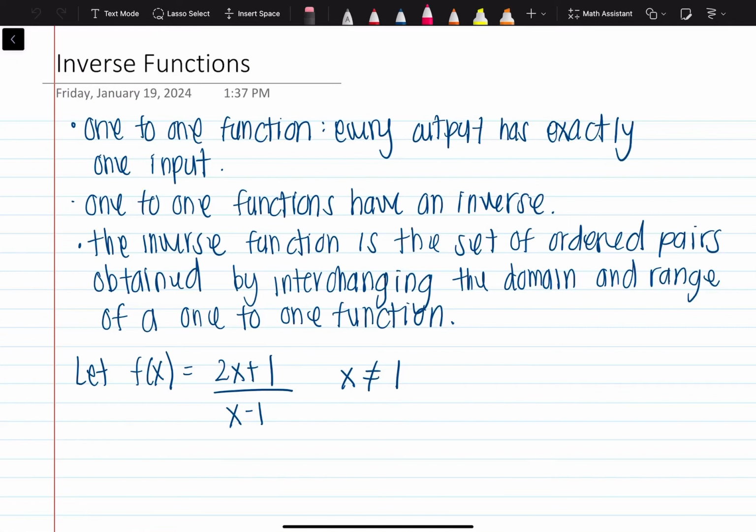All right, hi everyone. So last set of notes on inverse functions. Today we are going to learn how to find the inverse of a function, how to verify the inverse of a function, how to check the inverse of a function, and then how to graph and identify the domain and the range of inverse functions. So today is all about inverse functions.